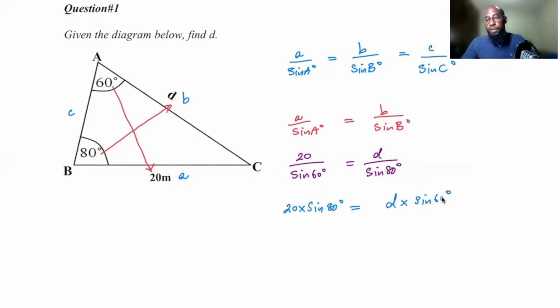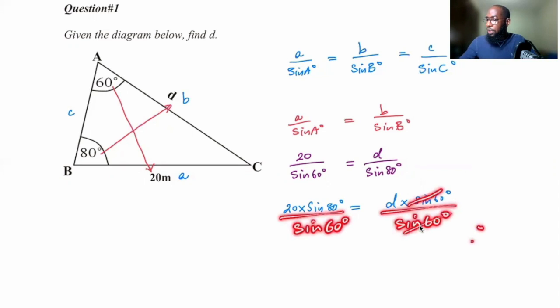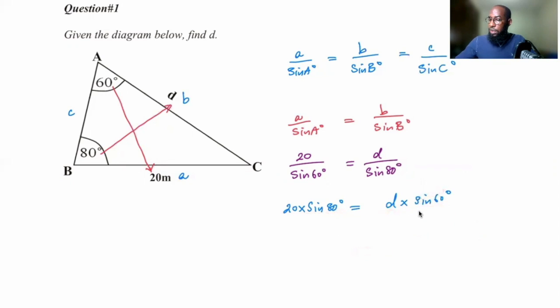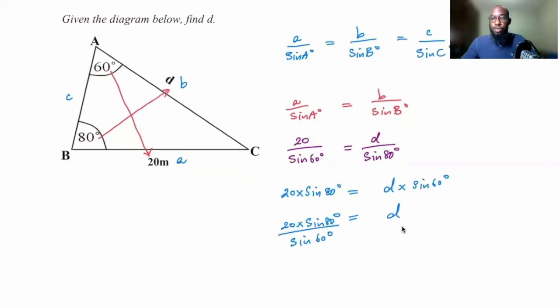We have d times sine 60 degrees. So to transpose, we simply divide both sides by sine 60 degrees. That would mean these two things will cancel out, and you will have d alone on this side. So let's deal with that now. If I divide this side by sine 60, it will cancel out. d would remain, and I have 20 times sine 80 degrees divided by sine 60 degrees.